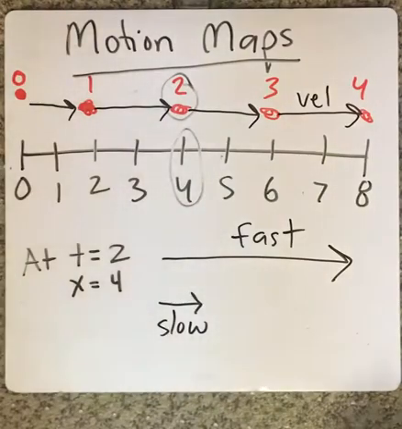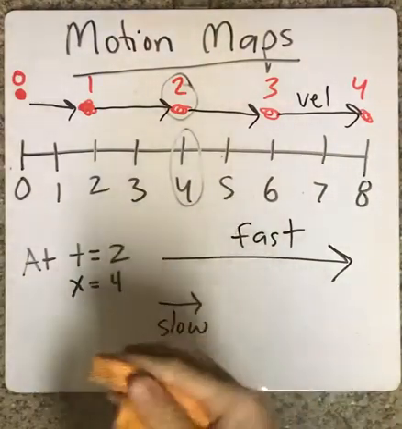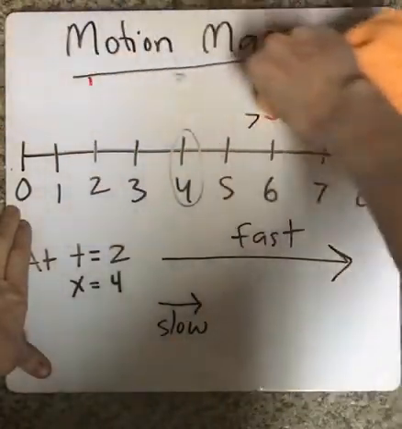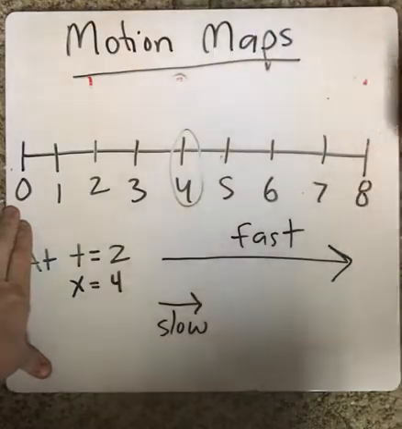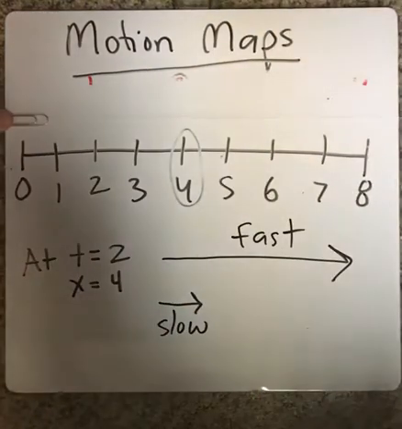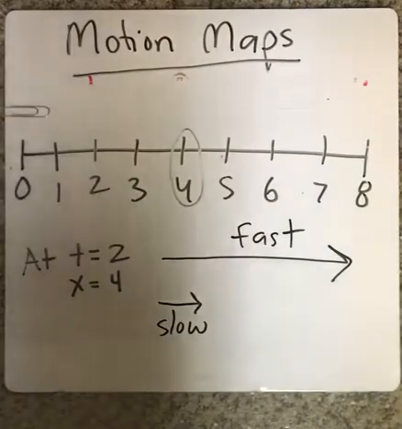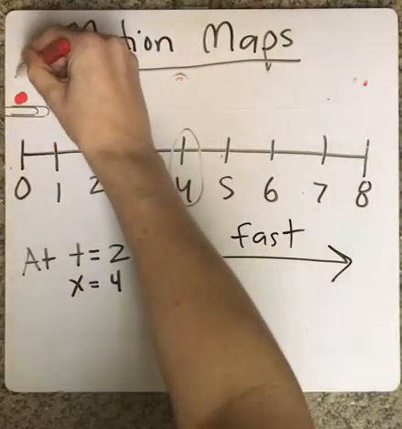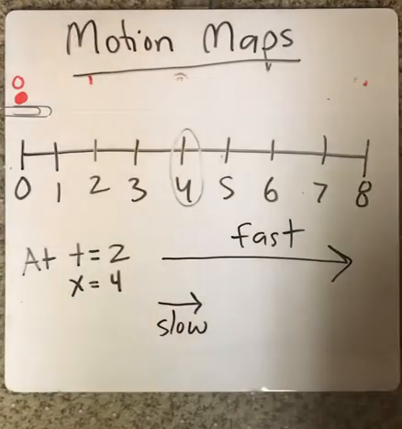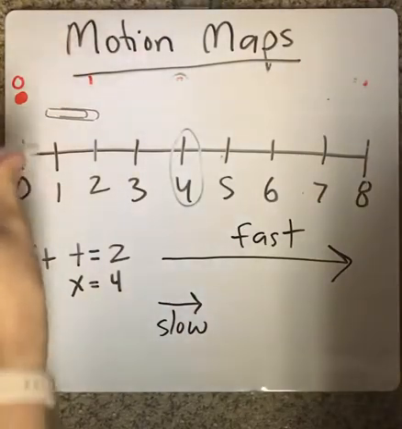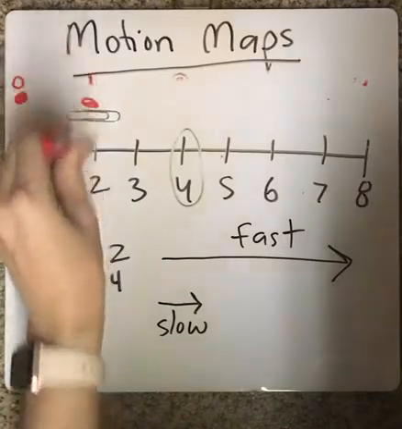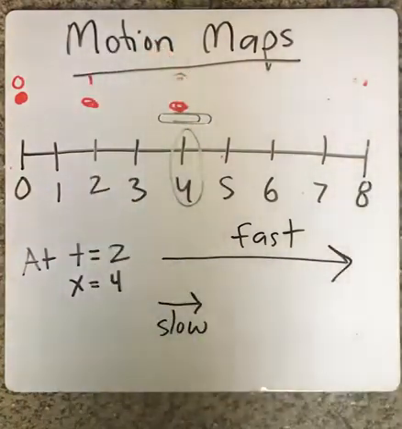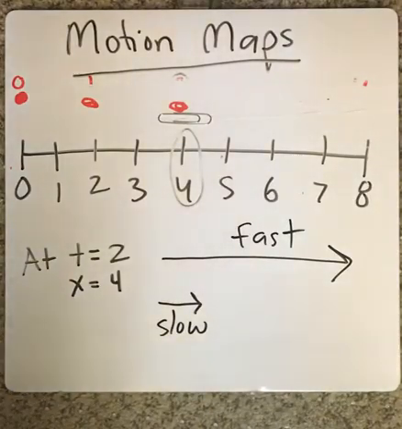Now, it is possible for the object to stop moving altogether. So let me show you how we would deal with that. I'm going to get out that paper clip again. And I'm going to start with my initial dot. Okay, I'm going to move him forward. So 1 second later, here he is. 2 seconds later, here he is. Oh no, he stops moving.